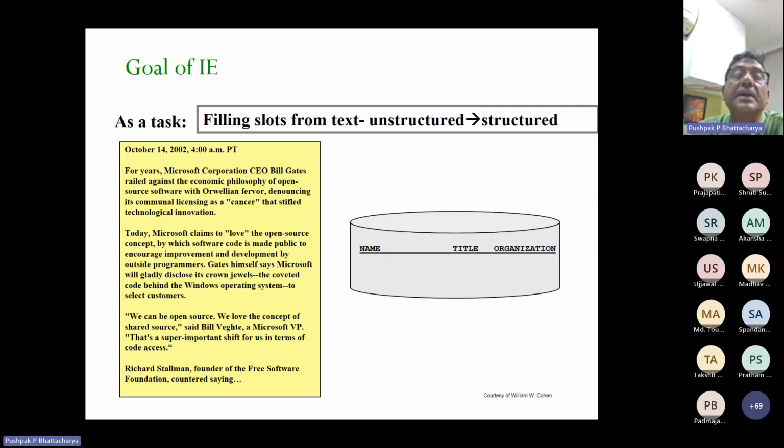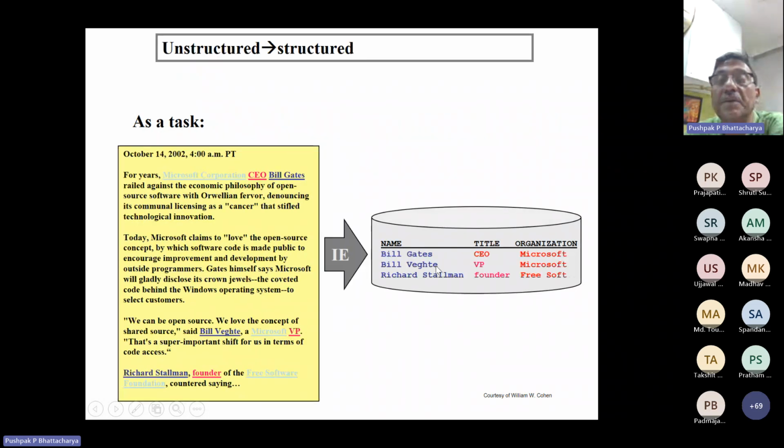It is a very important task, and it has always remained relevant, even now, where we have to create structured information from unstructured data, that is, from running text. So here we have a running text. Microsoft Corporation CEO Bill Gates railed against economic philosophy of open source software. Railed against means criticized heavily. So this is running text, and when we begin to fill the entities and relations, Bill Gates is the name, Bill Vecte is another name, Richard Stallman is the third name, and the organizations are Microsoft and Free Software.